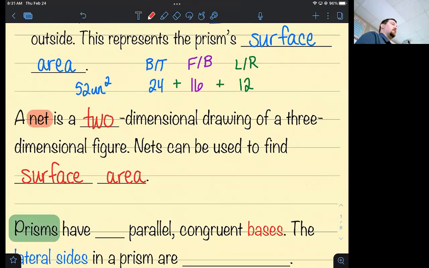Nets can be used to find surface area. If I take a shape and break it down and lay it flat, that's not going to tell me how much space is inside of it. It's going to tell me how much space is around it.